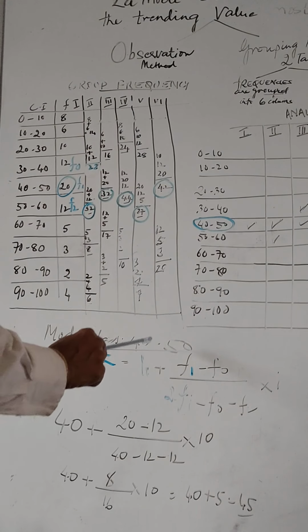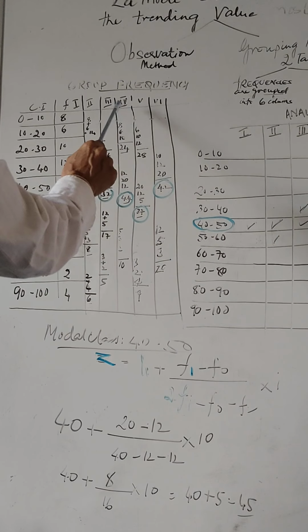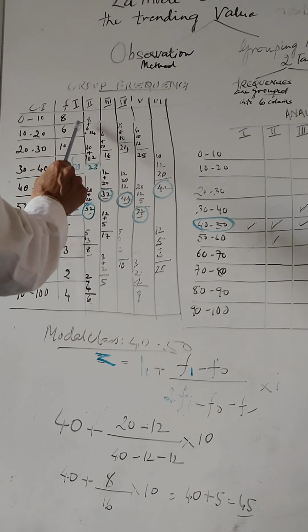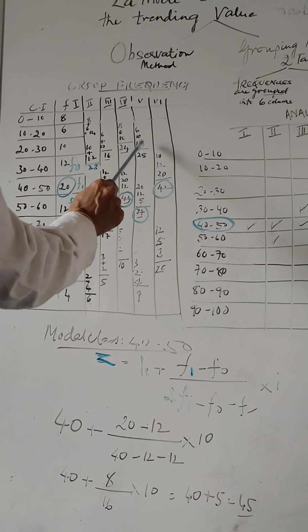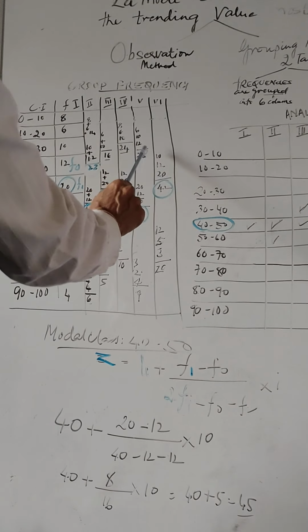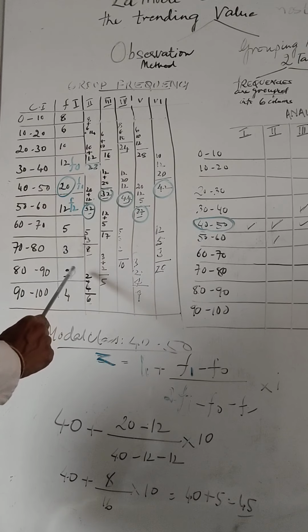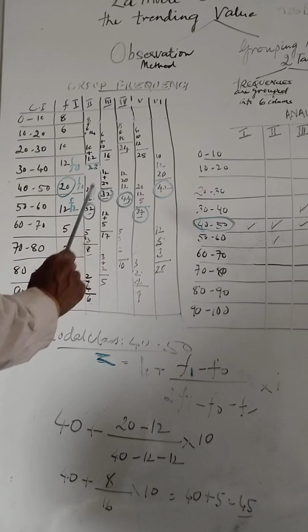Now let's just take the fifth column. In the fifth column, we leave the first one, 8, and we'll do the rest. It comes to 6, 10 and 12 is 28. Then we have 12, 20 and 5, which is equal to 37. And then we have 3, 2 and 4, that is 9.